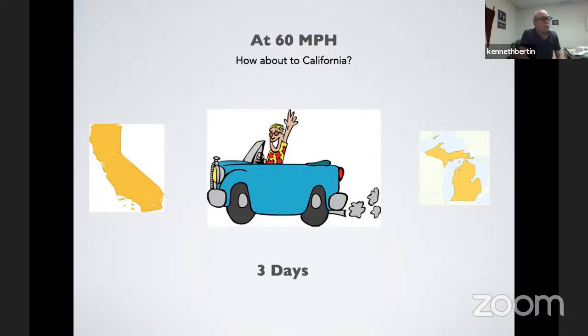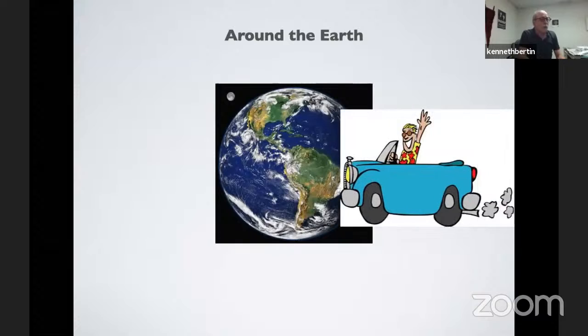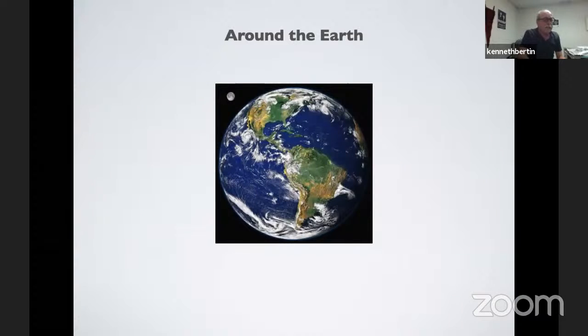What we're going to do now is take our car and put a road all the way around the Earth. And we're going to drive that car around the Earth. And how long is it going to take us? It's going to take us 17 days. So if you drove continuously without stopping around the Earth, it would take you 17 days.